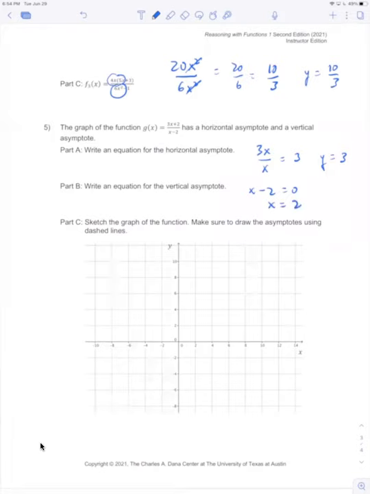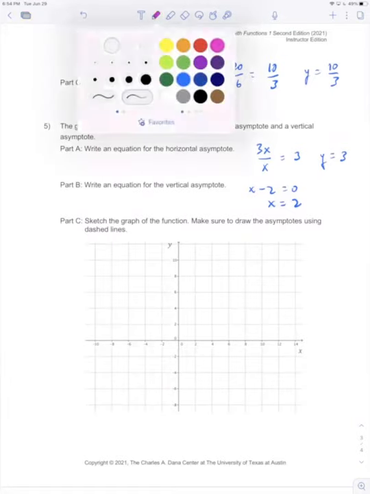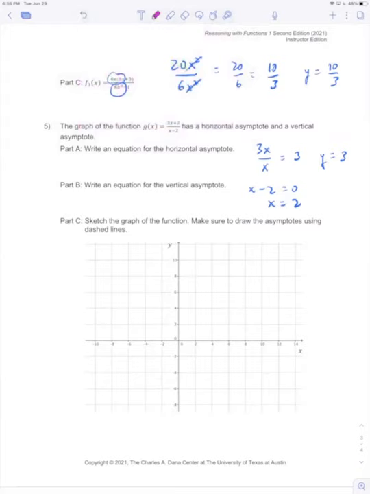Part C says sketch the graph of a function. Make sure to draw the asymptotes using dashed lines. All right, so I'm going to put the asymptotes in first. Let's do that here, just use a different color. Maybe, there we go. So let's do x equals 2. We have a vertical asymptote. And then the horizontal asymptote at 3. It looks like it's right between the 2 and the 4, so let's go. So that's y equals 3.